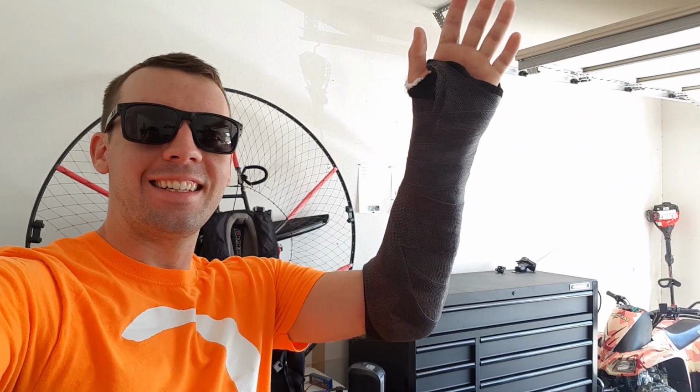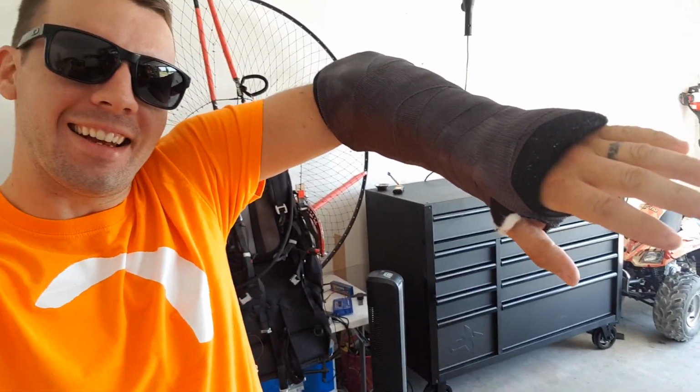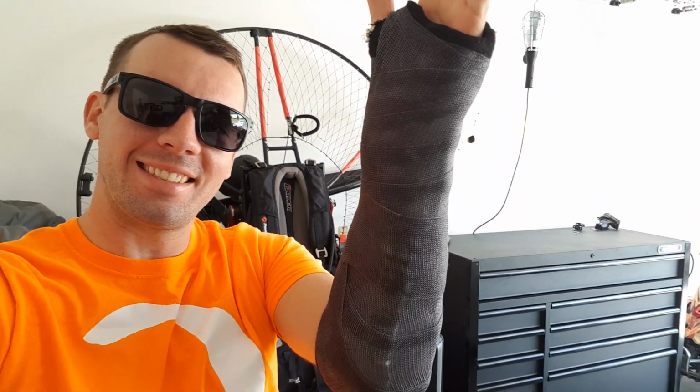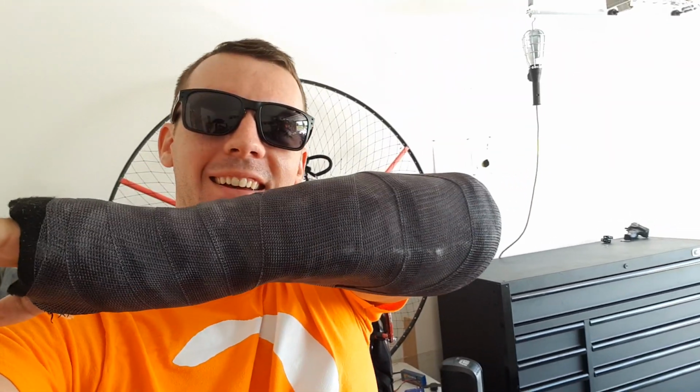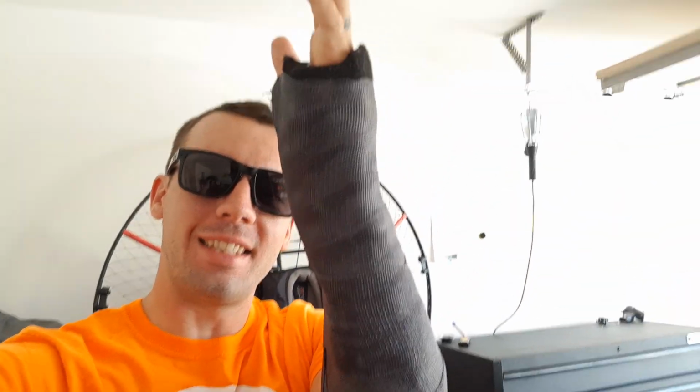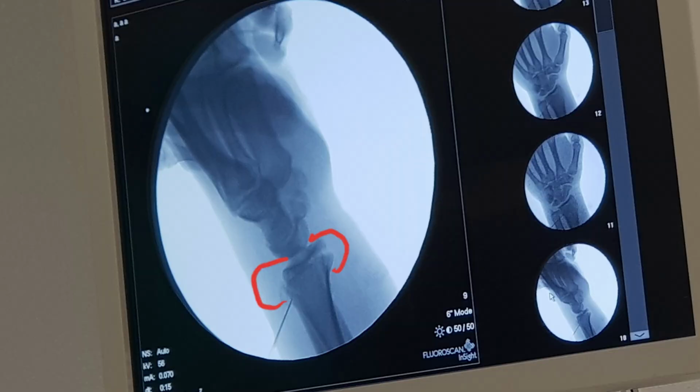What is that? That is a broken wrist. Yep, and I've been in this thing for a couple of weeks now. I fractured the large bone that runs through my arm, right where it attaches to my hand. Fractured the end of that off. Leave a comment below and take a guess on how you think I did it.